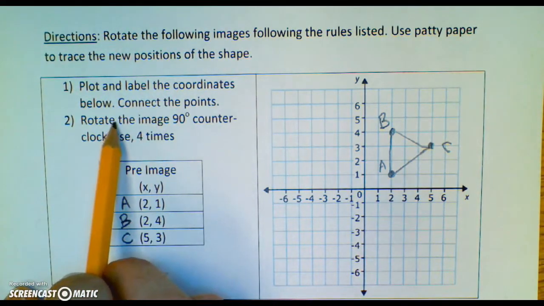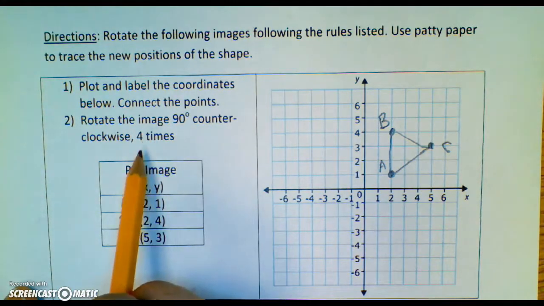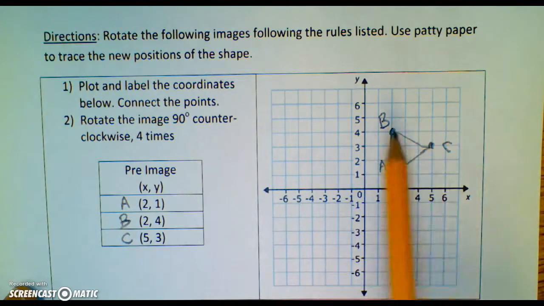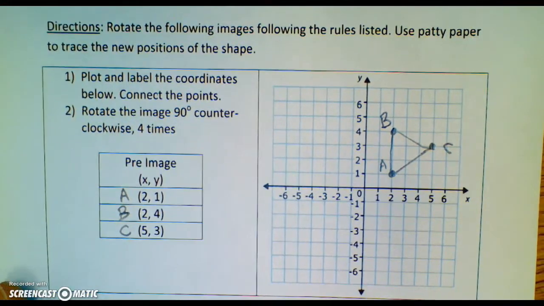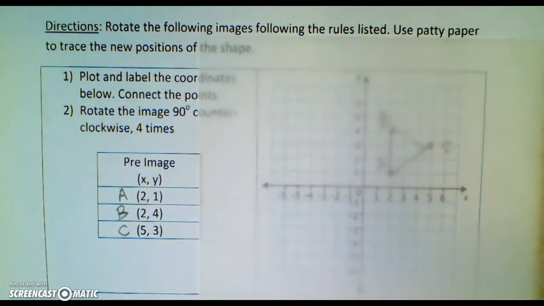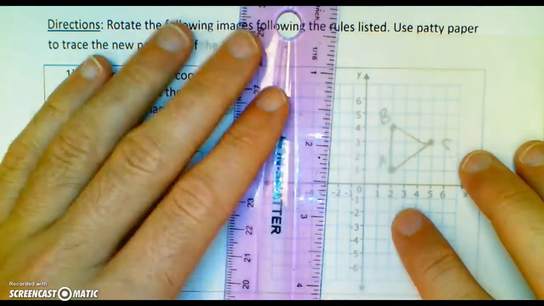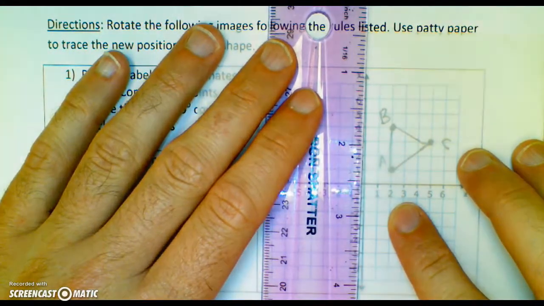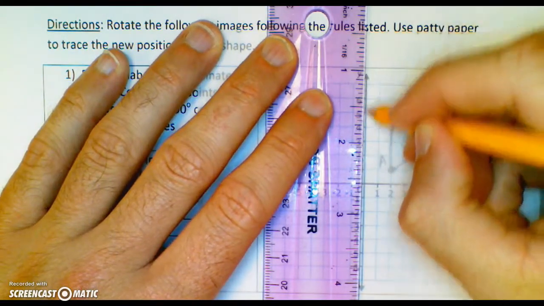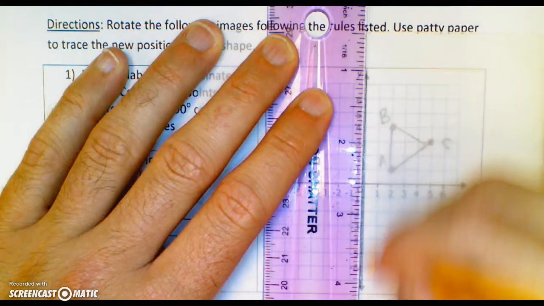Now I'm going to rotate the image 90 degrees counterclockwise 4 times. So I'm going to do this 4 different times. I'm going to have 3 different pictures that I'm adding on to this graph. If I do it right, I should wind up back on my original shape. So remember, when you're using patty paper, you trace over the y-axis and the x-axis. So make it nice and dark.